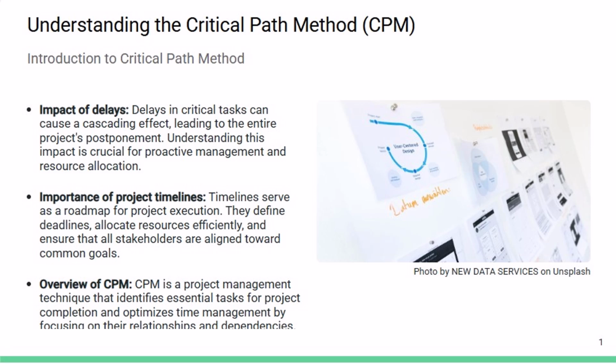Now, these timelines serve as a roadmap for our project execution. They define the deadlines by which we have to allocate our resources efficiently. We have to ensure that all stakeholders are aligned towards a common goal. The CPM, that is, the critical path method, is a project management technique which helps us identify the essential tasks which, if not managed properly, can result in overall project delays. So we have to optimize time management by focusing on such relationships and dependencies.